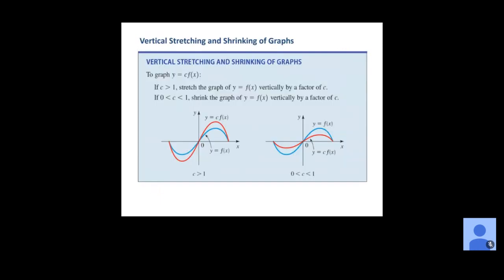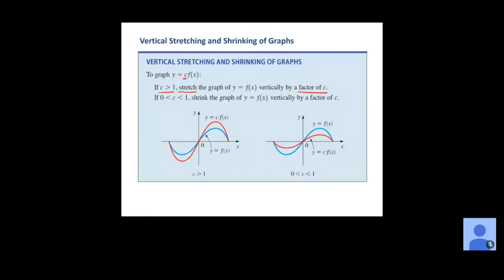All right. Stretching and shrinking. And we're going to start with vertical here. So if we have a function where we have a c value multiplied in front of the entire function, if that c value is bigger than 1, then we're going to have what we call a vertical stretch by a factor of c. So again, if that c value is in front of the entire function and that c value is greater than 1, then we have a vertical stretch by that factor.